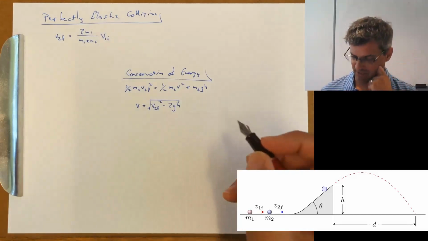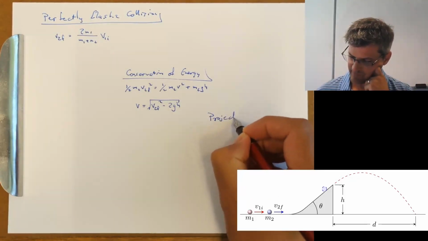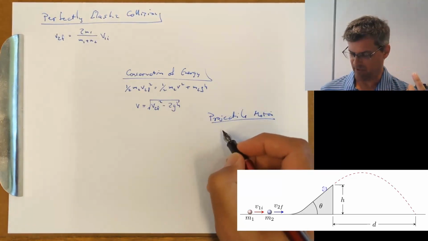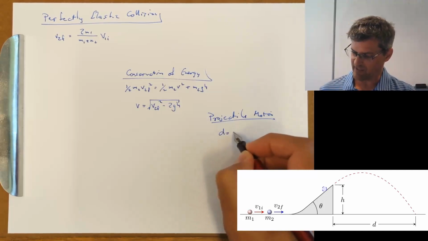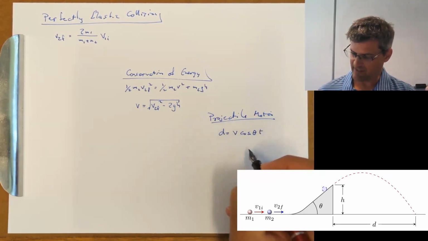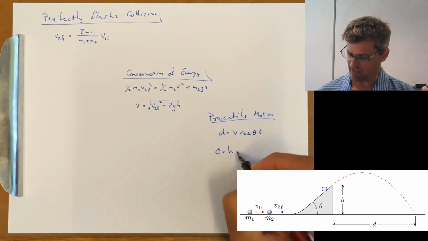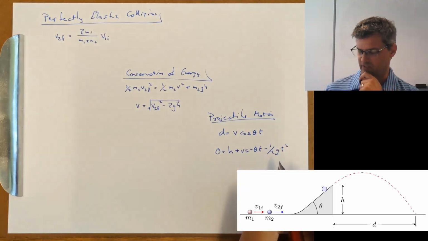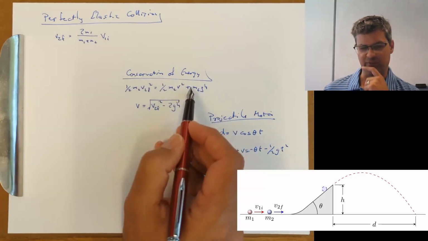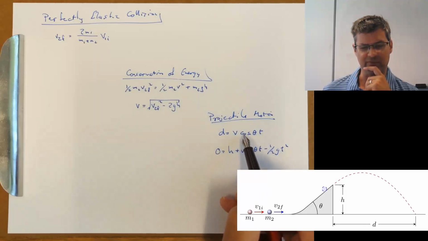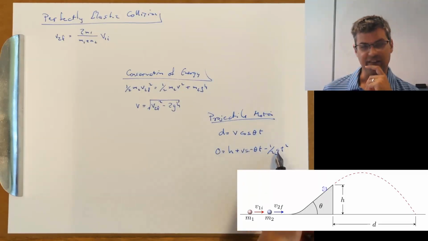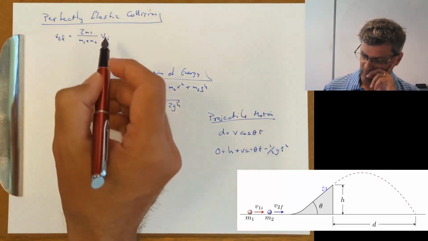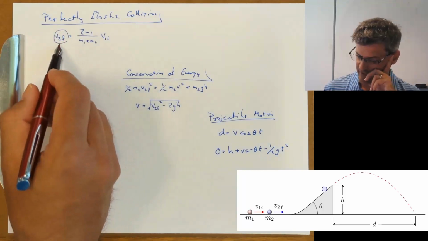Now it goes into projectile motion again, right? What's changed about projectile motion? Well, I know that in the horizontal direction, d is equal to v cosine theta t, and that 0 is equal to h plus v sine theta t minus 1/2 g t squared. This is the same equation we had before. Nothing has changed. In fact, if we wanted to, what we're probably going to do is find v2 and plug it in here.